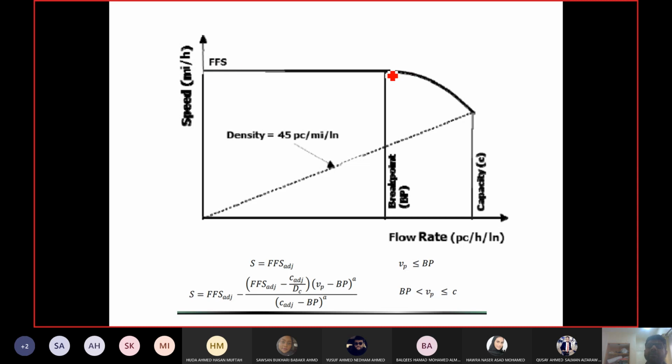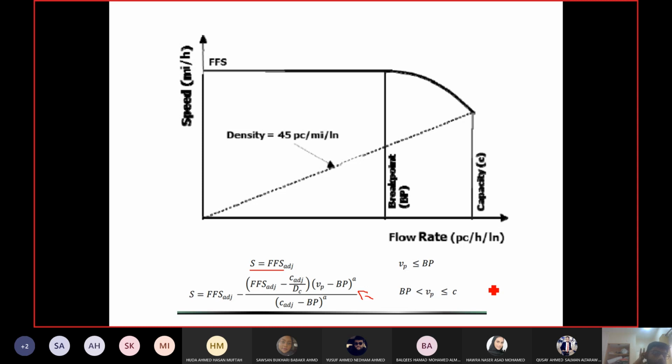After breakpoint till capacity, the speed changes. So from 0, when the flow is 0 till breakpoint, the speed equals free flow speed. So you can put a speed equals to free flow speed like this. After breakpoint till capacity, if you want to calculate the speed, you will use this equation. So this equation will be used if the flow is above breakpoint and till capacity.